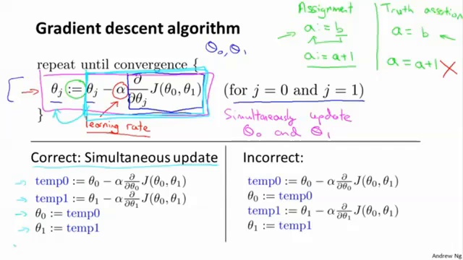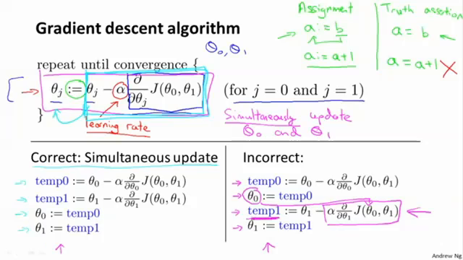In contrast, here's an incorrect implementation that does not do a simultaneous update. So in this incorrect implementation, we compute temp 0, and then we update theta 0, and then we compute temp 1, and then we update theta 1. And the difference between the right-hand side and the left-hand side implementations is that if you look down here, if you look at this step, if by this time you've already updated theta 0, then you would be using the new value of theta 0 to compute this derivative term. And so this gives you a different value of temp 1 than the left-hand side, right? Because you've now plugged in the new value of theta 0 into this equation.